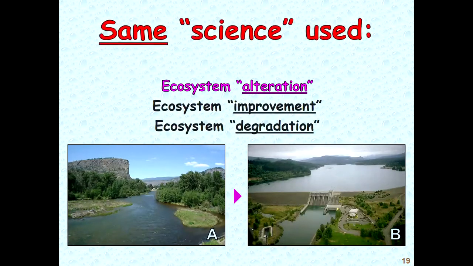So, key point, the science didn't change in any of the three examples, whether we use degradation, improvement, or alteration, exactly the same science. I would argue the first two, degradation and improvement, were examples of normative science, whereas alteration is policy neutral.